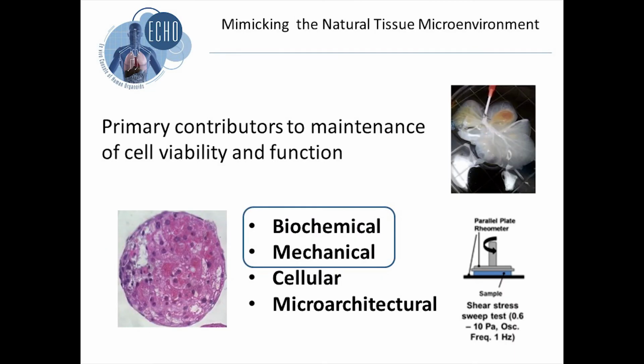This is a slide actually from the tissue organoid lecture that I'll be giving later, but what we found is that the largest contributors to maintenance of cell phenotype and viability, in terms of microenvironmental properties, are the biochemical properties, the mechanical properties, the cellular composition, and the cellular microarchitecture. And the biochemical and mechanical properties are dictated, at least to some degree, by the matrix that the cells are in contact with.